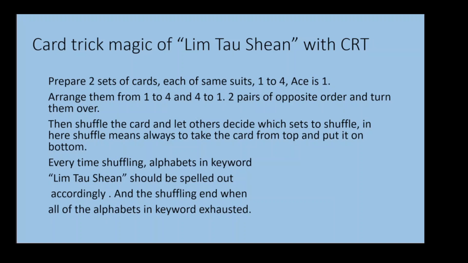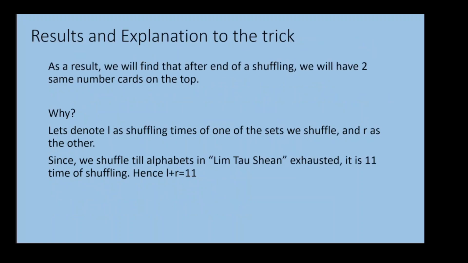Every time shuffling, the alphabets in the keyword Lim Tao Shen should be spelled out accordingly, and the shuffling ends when all of the alphabets in the keyword are exhausted. As a result, we'll find that at the end of a shuffling, we will have two same number cards on the top. Why? Let's denote L as the shuffling times of one of the sets we shuffle and R as the other.